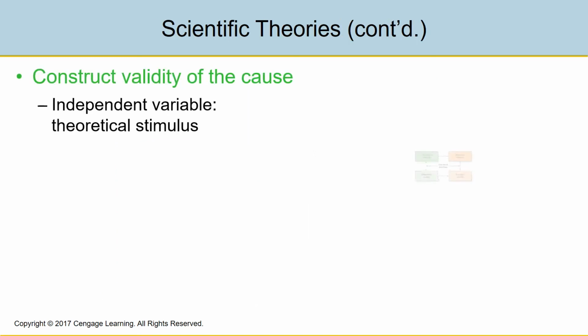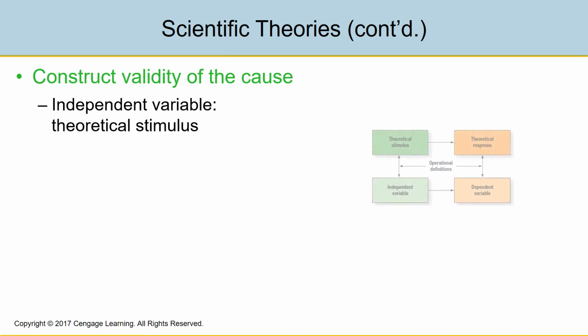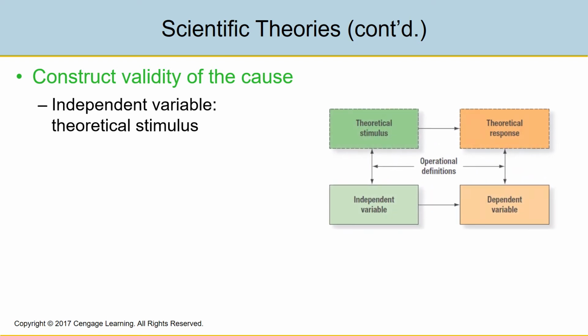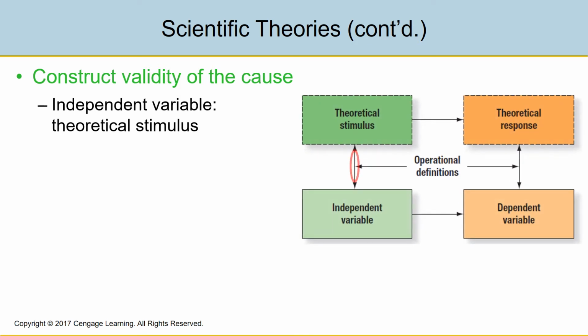Let's look at this at a kind of meta-theoretical level. What is the validity of the experiment that we just did? We can measure that validity by looking at construct validity of the cause. The cause would be our independent variable. We would manipulate the theoretical stimulus, and that is supposed to cause the theoretical response. So construct validity is really asking, is your independent variable causing the effect in the theoretical stimulus that you would expect? Is there a causal link between the independent variable and the theoretical stimulus? If so, then you've got construct validity of the cause.